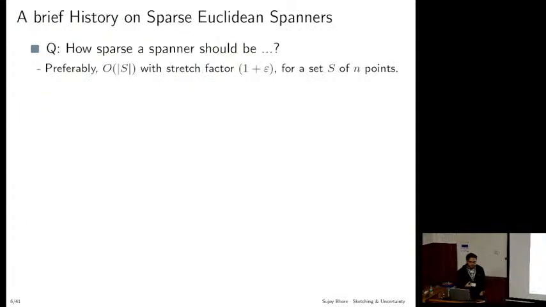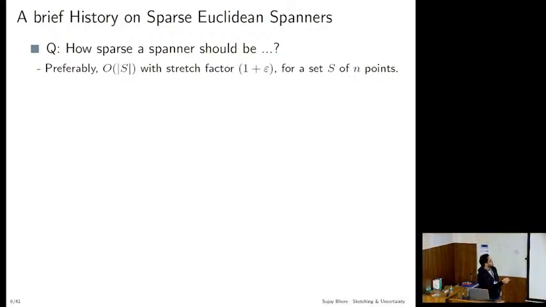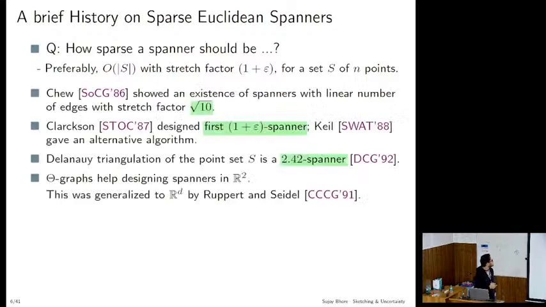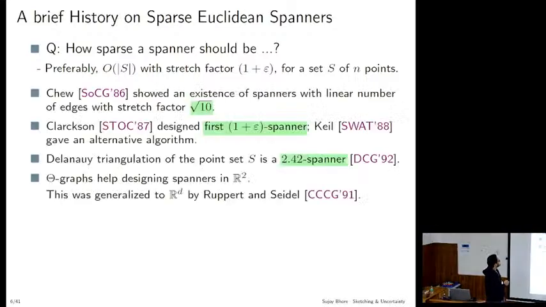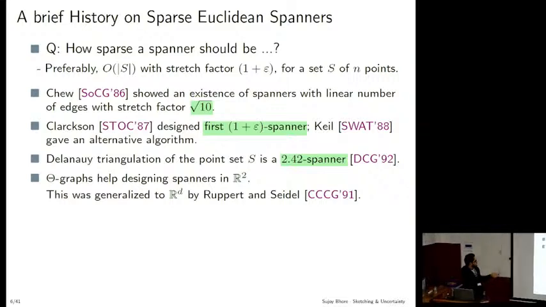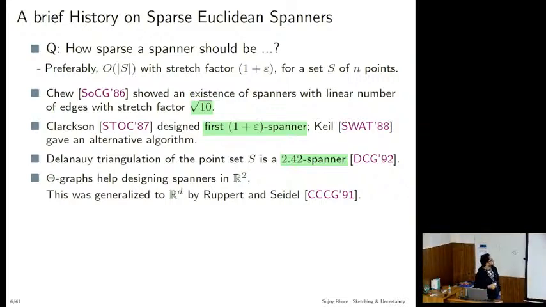So the question is how sparse a spanner should be. Well, you want the stretch factor to be arbitrarily close to the optimal stretch. You want the distance to be preserved almost optimally, so 1 plus epsilon, of course. And preferably you want a linear number of edges. Chew showed in SoCG 1986 that you could get a linear number of edges with stretch factor square root 10, and then later Clarkson gave a 1 plus epsilon spanner.